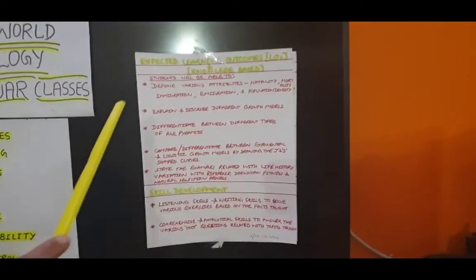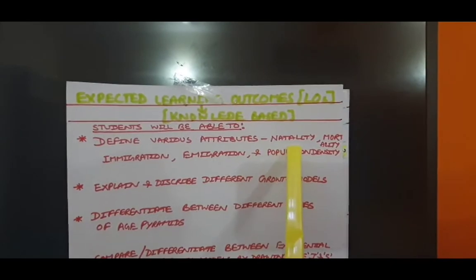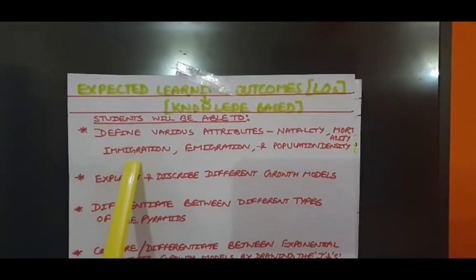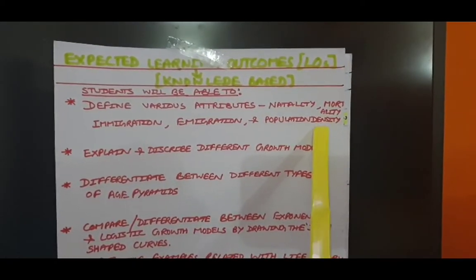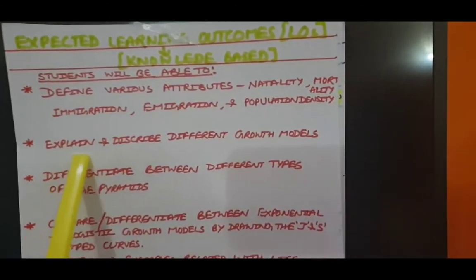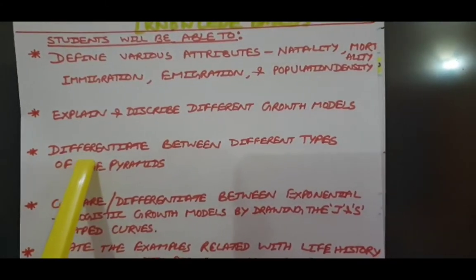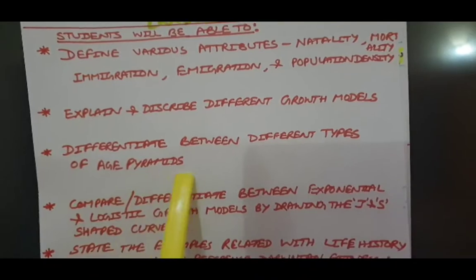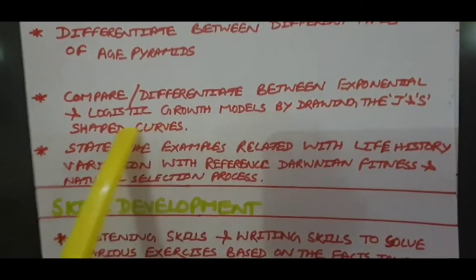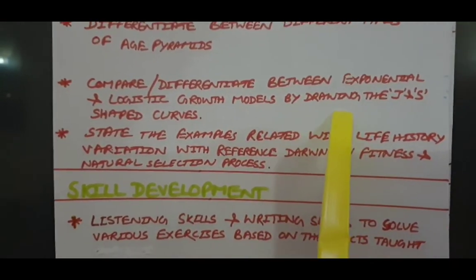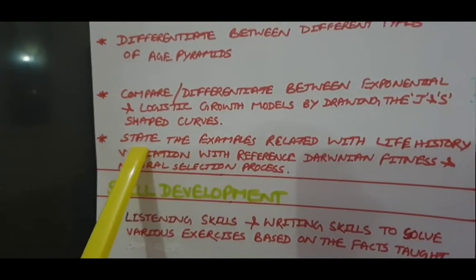After today's class, you will be able to define various attributes of population like natality, mortality, immigration, emigration, population density and population size. You will be able to explain and describe the different growth models. You will be able to differentiate between different types of age pyramid, and you will be able to compare and differentiate between exponential and logistic growth models by drawing the J-shaped and S-shaped curves and their equations.